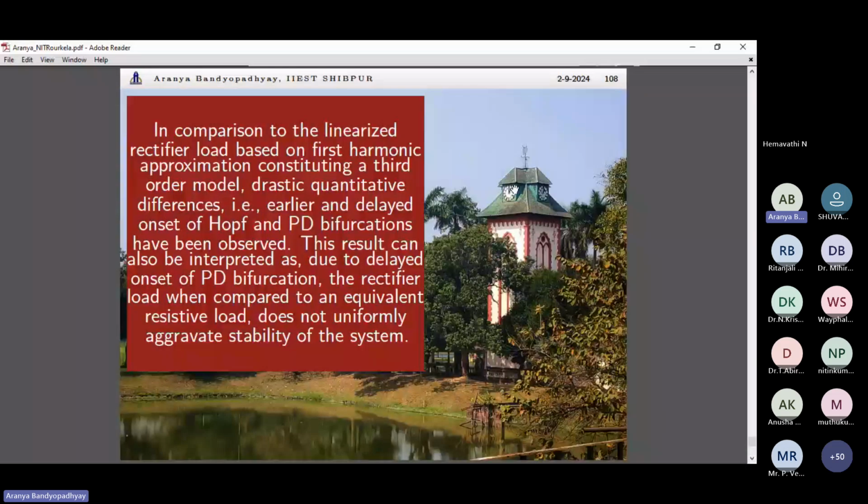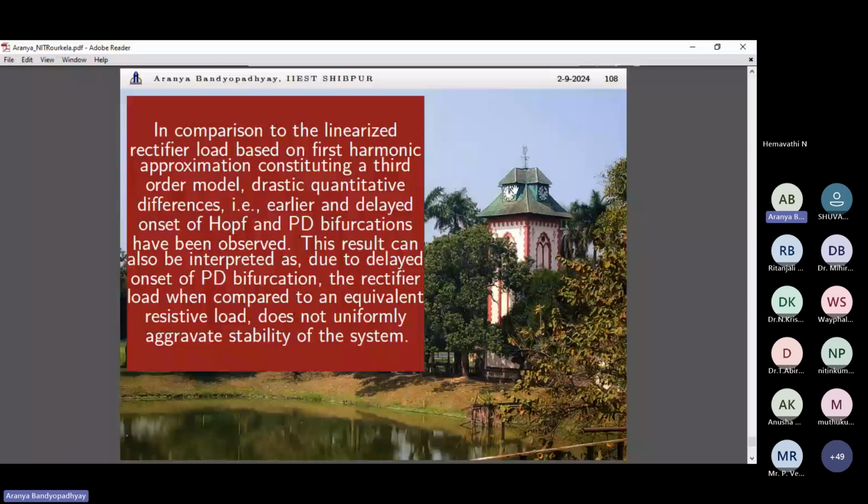we can appreciate now the fact that drastic quantitative differences are there, even if it is not a qualitative difference. It is not that some new phenomenon has been discovered. The same phenomena have been witnessed. But it is that in the case of the nonlinear load modeling, one phenomenon is occurring at an earlier stage and one phenomenon is occurring at a later stage. This is an interesting thing about this.